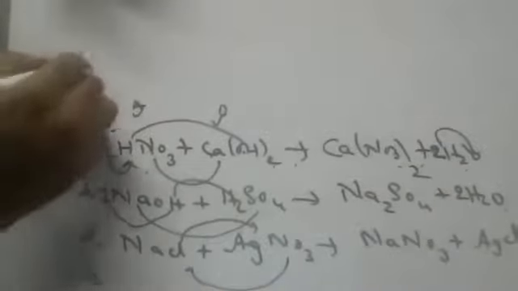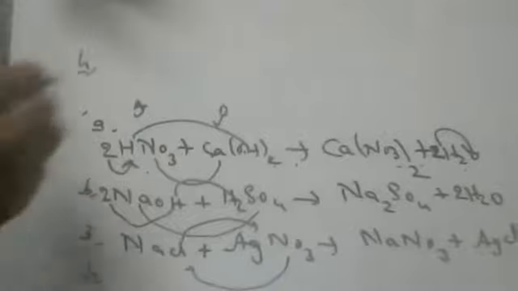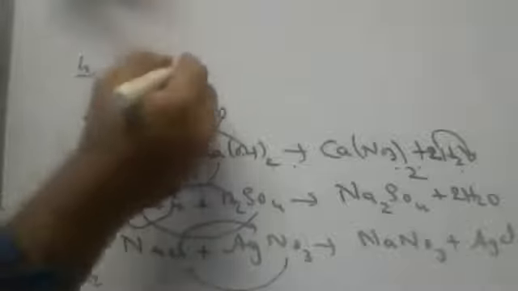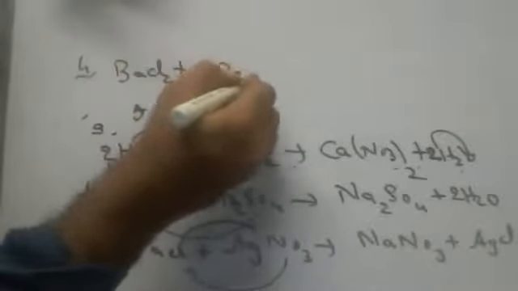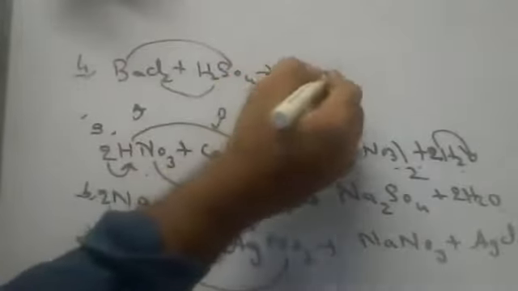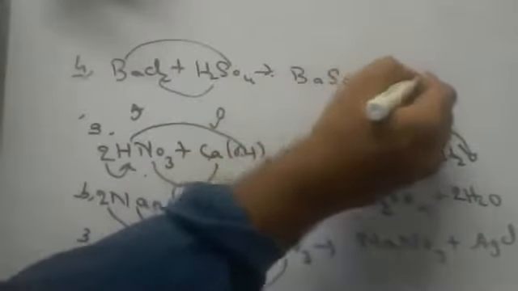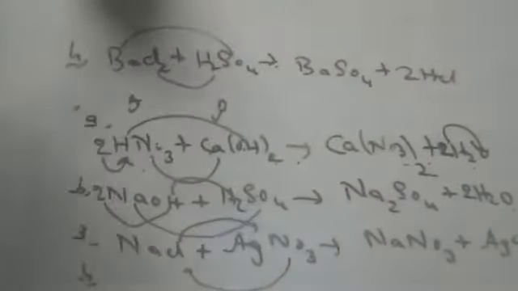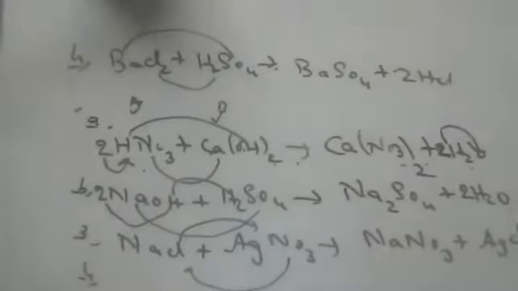Okay, children, the fourth bit I'm saying here. Barium chloride plus sulfuric acid, H2SO4. What is happening, children? Double displacement. BaSO4, why precipitate, children? Barium sulfate plus 2HCl. Why 2HCl? 2 hydrogens, 2 chlorines are there, 2HCl. It is balanced. So you have to balance the reactions like this, children.